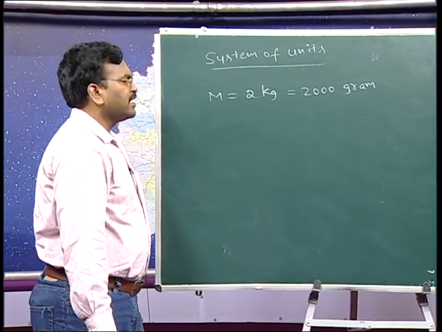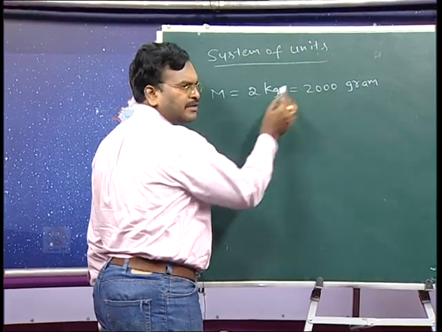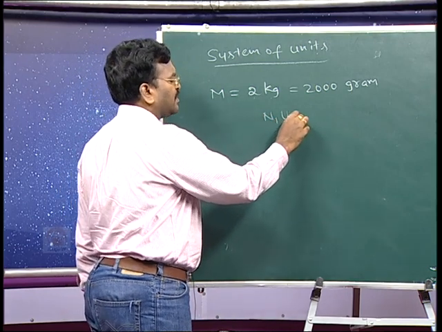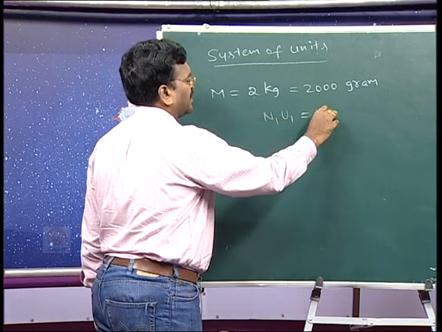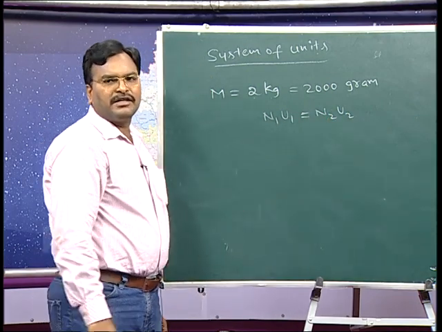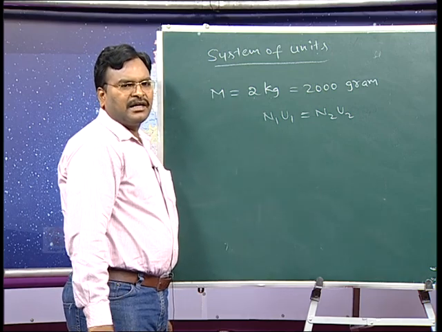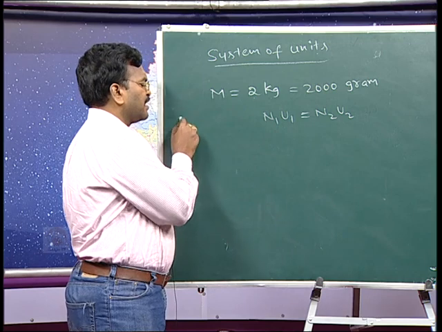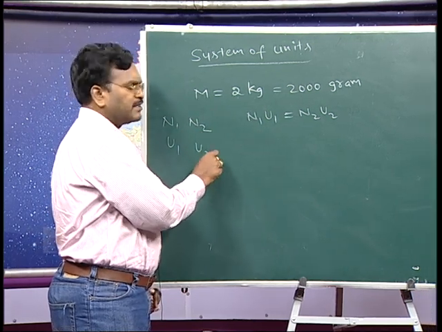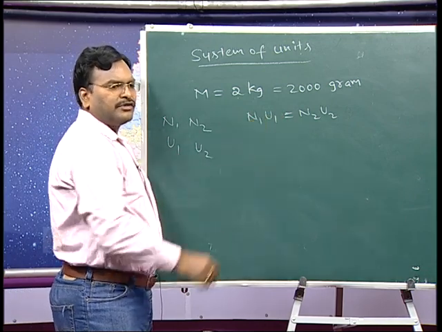From this we understand: less is the numerical value, more is the unit. More is the numerical value, less is the unit. So from this, N1 U1 is equal to N2 U2. N1 and N2 are numerical values. U1 and U2 are corresponding units of a given physical quantity. Then we can say N1 U1 is equal to N2 U2.